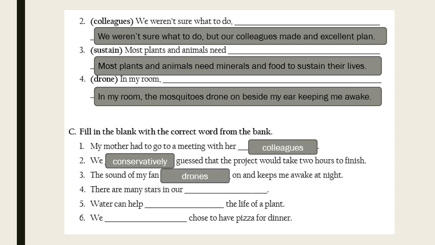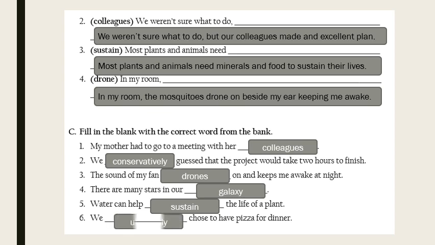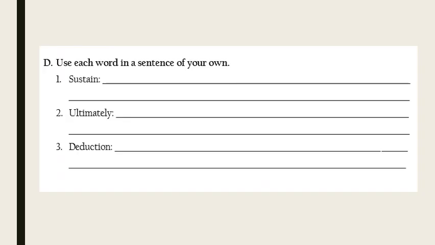Four, there are many stars in our, I think that it's obvious and clear, in our galaxy. Five, water can help the life of a plant, can help what? Keep its life, keep it alive, so sustain. Six, we chose to have pizza for dinner, so we at the end chose pizza, so we ultimately chose to have pizza for dinner.